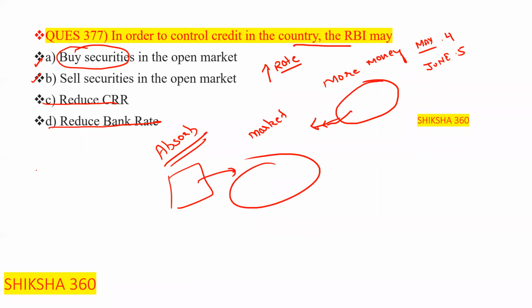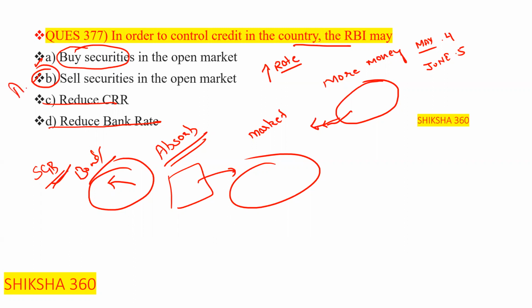Like presently, you will know that government issues sovereign gold bonds. Why do they issue government bonds or securities? So that people buy the bonds and they will absorb the money. So what is the answer? That is sell securities in the open market. So this is our answer.